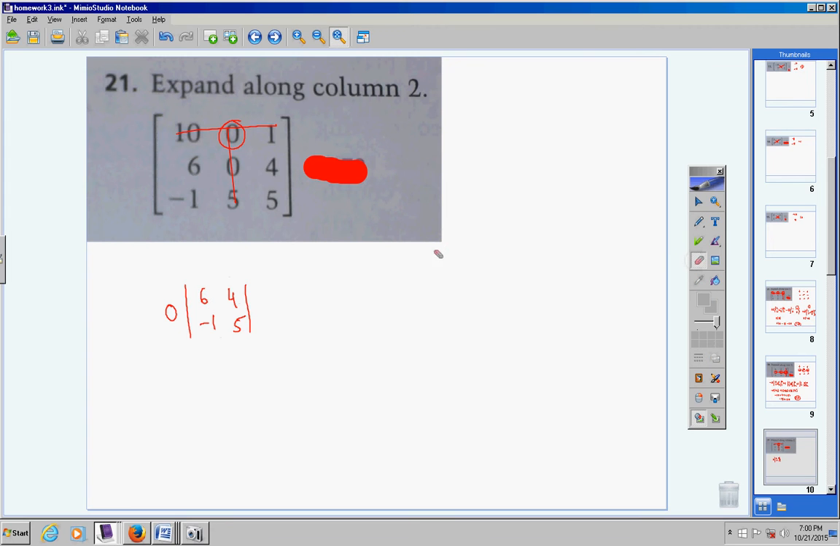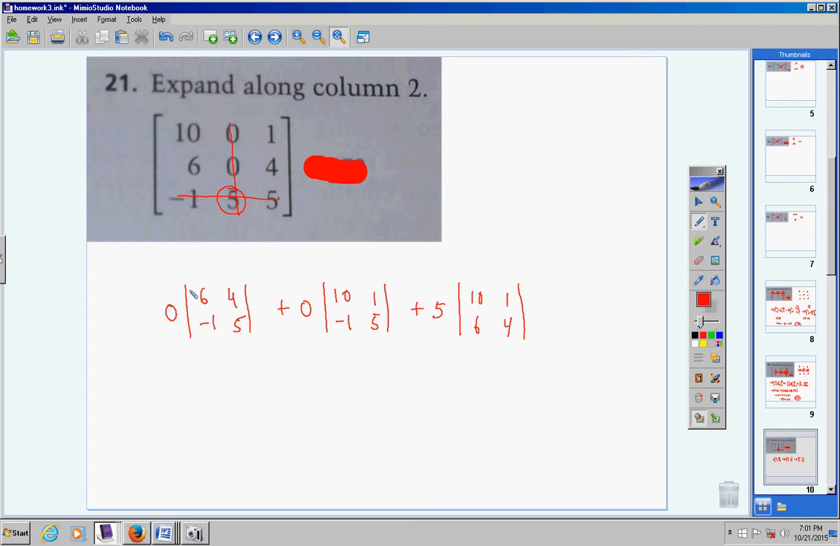Alright, now go down to your next number, which is this number here. So we'll put a 0 right here. Put your absolute values, cross off this row and this column, so you're left with 10, negative 1, 1, 5. And then lastly, we circle the last number here, positive 5. Put your matrix, cross off the row and the column that contains that 5, and you're left with 10, 6, 1, 4. Okay.